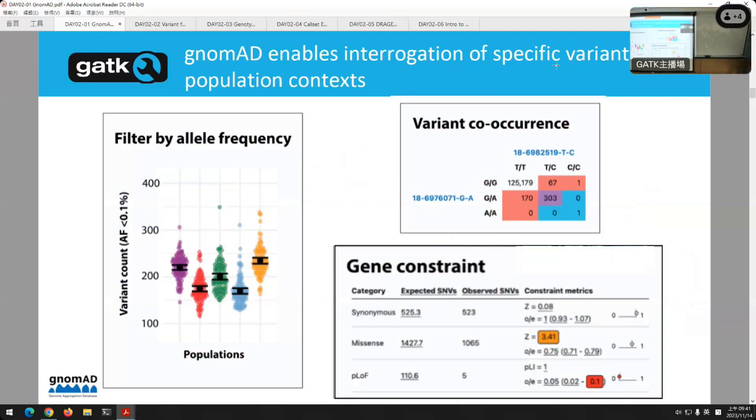In this table, you can see it broken down by mutational consequence. We have a line for synonymous, which is really just a baseline. We don't expect synonymous variation to really be constrained. And then we have missense and probable loss of function variants.